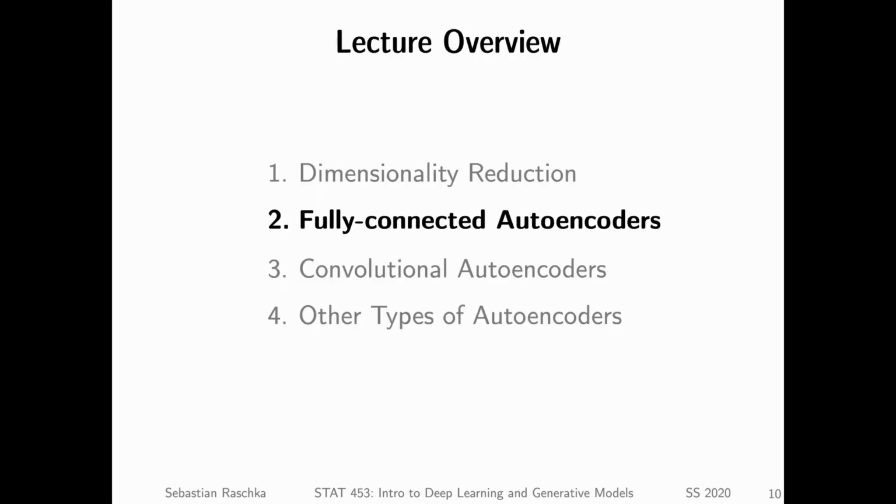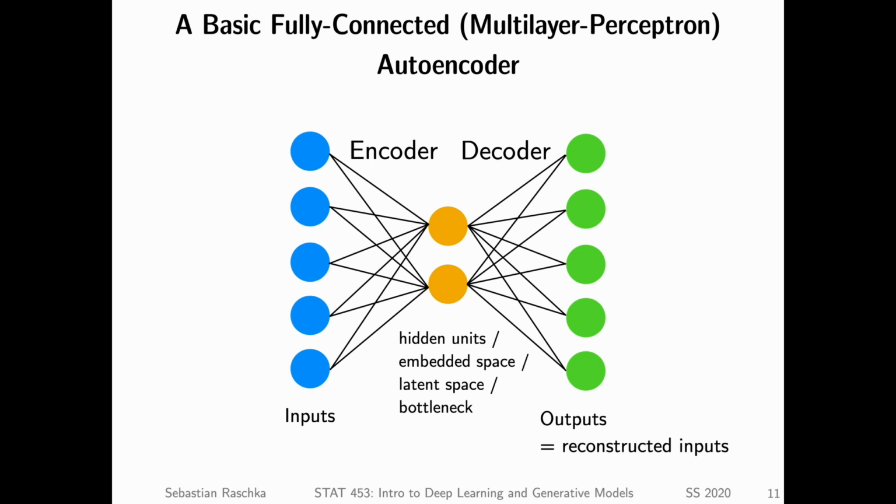There's a relationship between principal component analysis and fully connected autoencoders, which is why I was spending some time on principal component analysis. However, before we briefly go over the connection, let me introduce the fully connected autoencoders. I'm calling it that because the layers are fully connected, like in a multilayer perceptron, and that would be the most basic version of an autoencoder.